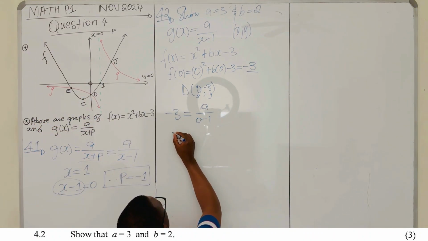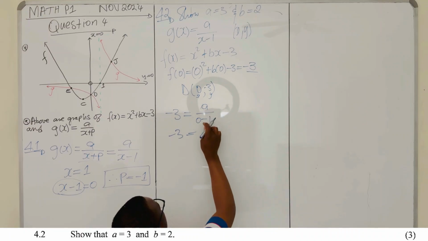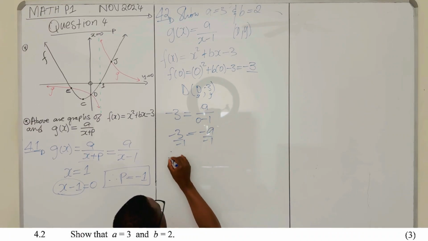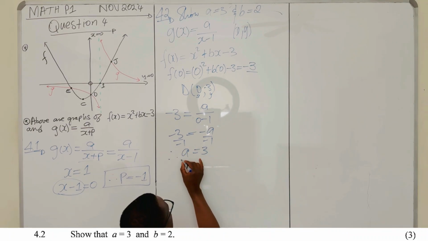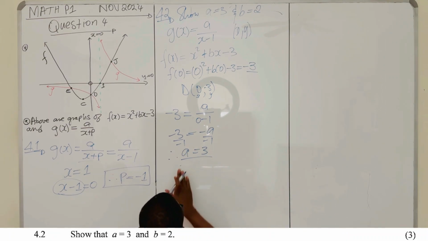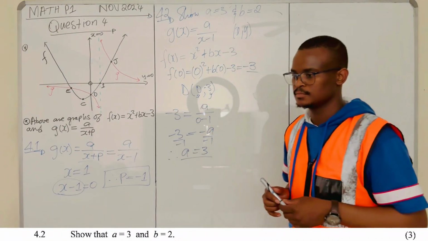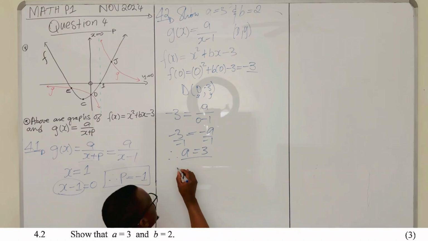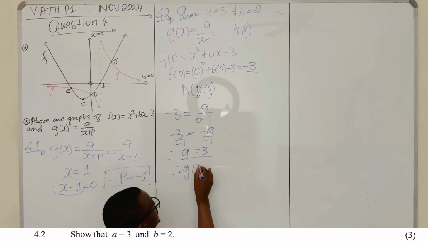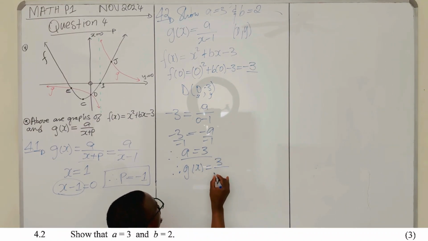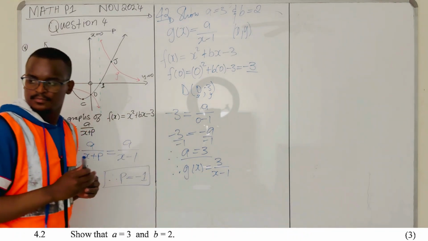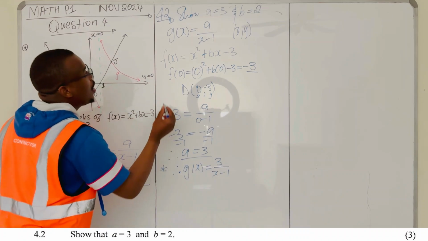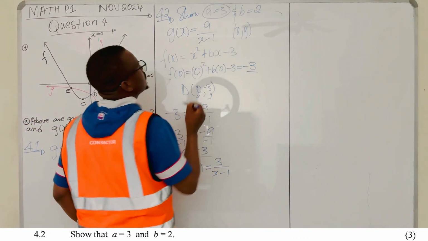So we have negative 3 is equal to A divided by negative 1. So it's negative A divided by negative 1 both sides. Therefore, A is equal to 3. So if you want to write your full function now, you can say therefore your g of x is equal to 3 over x minus 1. We're done with the first part. So we've shown that A is equal to 3.